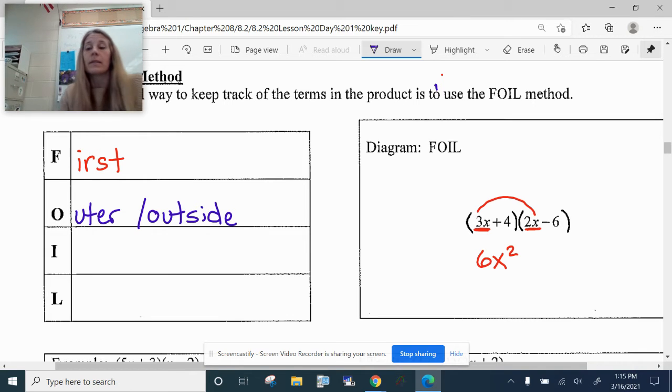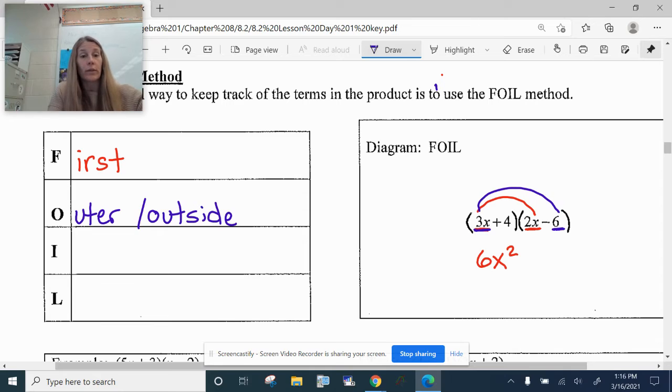And what that means is if you look at here, you have two parentheses. Yes, they're all inside the parentheses, but which two terms are the outermost terms? So the ones on the edges. So that would be this 3x here and the negative 6. So then you would multiply those, and that's the O. So 3x times negative 6 would be negative 18x.